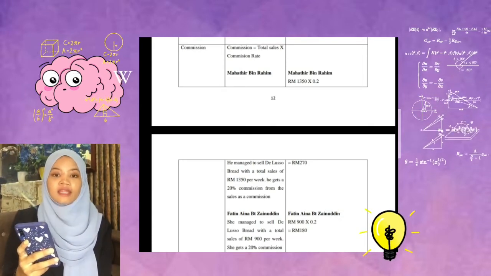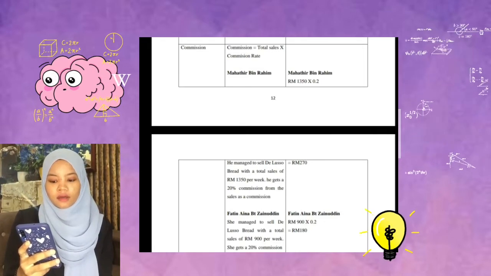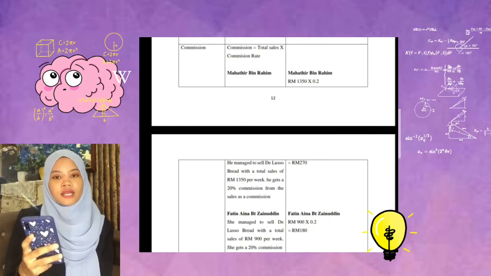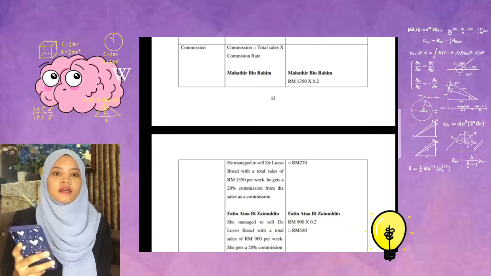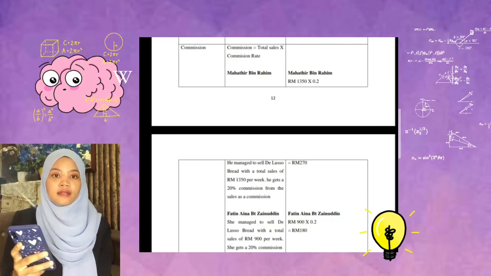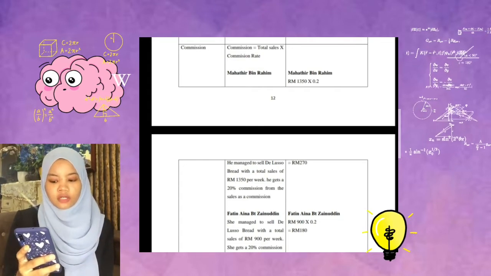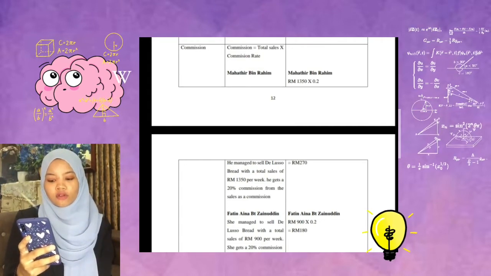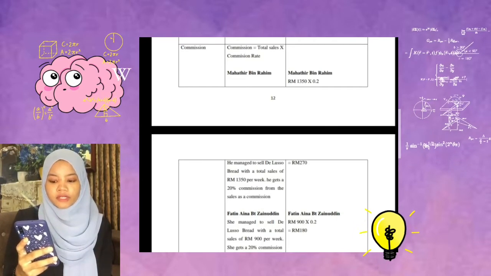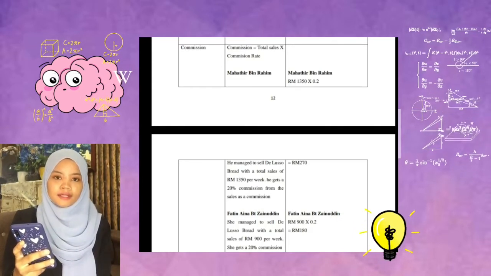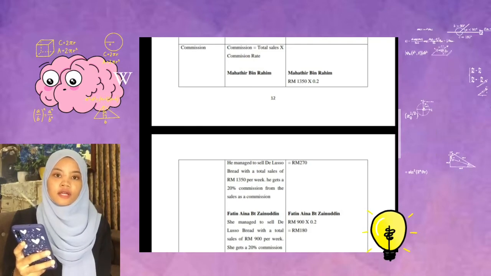For Fatin Aina binti Zainuddin, she managed to sell daily bread with a total sale of RM900 per week. She gets a 20% commission. For Fatin Aina Zainuddin, the commission is 900 times 0.2 and she gets RM180 for the commission.